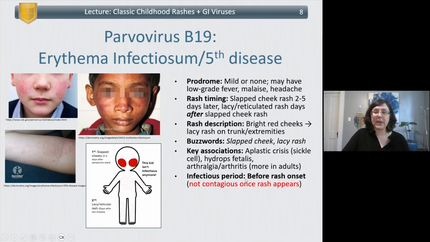The infectious period is before rash onset. So if a child has Fifth disease, erythema infectiosum, parvovirus B19, they are not contagious anymore once the rash appears. Prior, yes. Once the rash appears, no, they are no longer infectious.